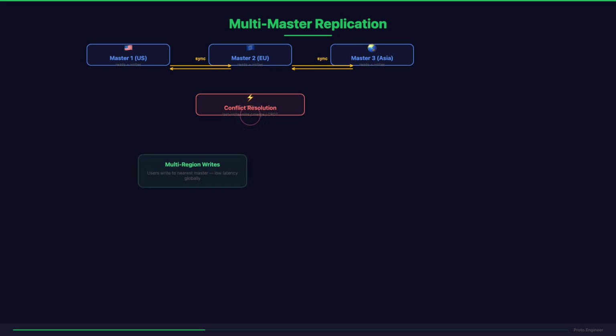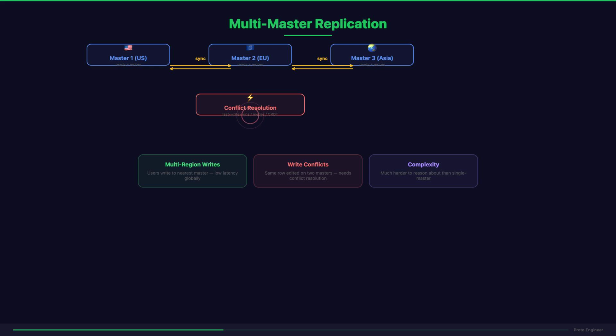If 2 users edit the same row at the same time on different masters, you have a conflict. Both writes are valid locally, but they contradict each other. You need conflict resolution. Last write wins is the simplest. The write with the latest timestamp wins. But clocks can be skewed. Merge strategies try to combine both changes.